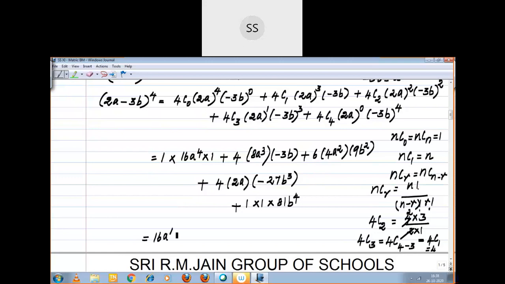Now 16 a power 4 minus 32 into 3, 96 a power 3 into b plus 216 into a square b square, again minus 27 into 8. What can you get? 27 into 8. Again you will arrive at the result 216 a b power 3 plus 81 b power 4. Got it, children? The same way I am going to do the second sum.